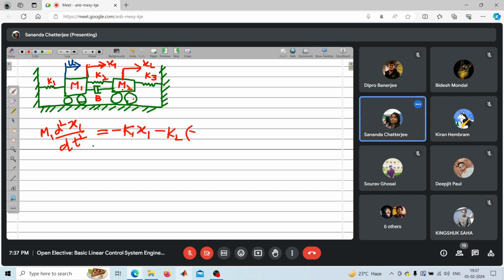K2. This is x1 minus x2, minus b into x1 dot minus x2 dot. Yes.